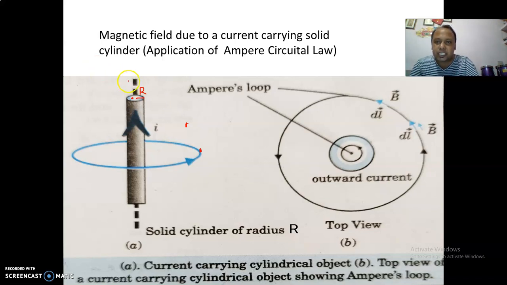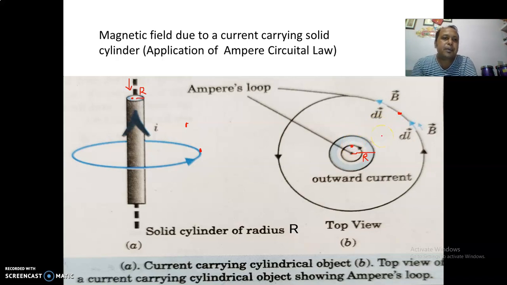Now if you see the cylinder from the top, that is, your view is as shown by the arrow, that is the top view, then we have a separate diagram on the right for the top view. And if you see it from the top, you can see here, this is the center of the cylinder. This represents the radius R. Now a point can be considered outside the cylinder and a point can be considered inside the cylinder.